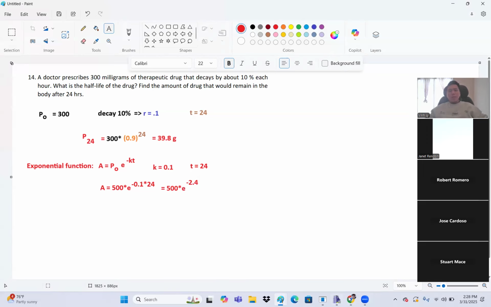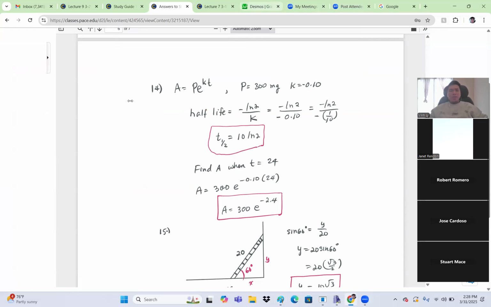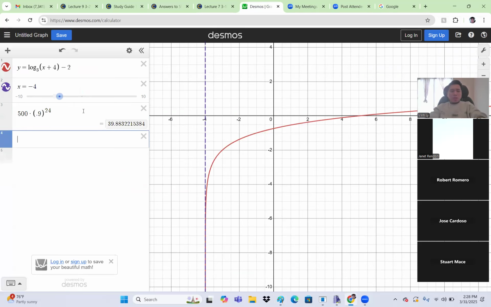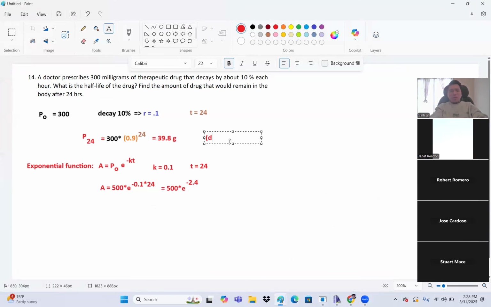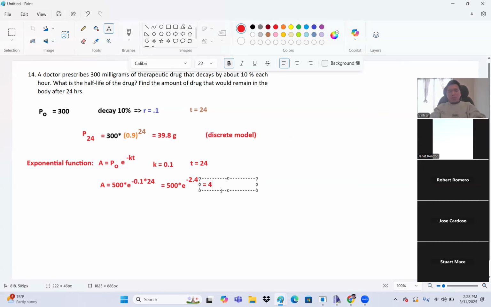So when you plug that into the calculator, we should get something like this. It should be slightly less than 39.8, or rather, it's really 45.3. So this one is sort of different. We actually learned the continuous model, so you get 45.3 frames.